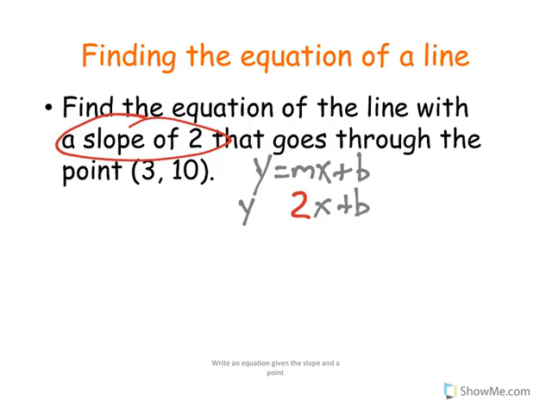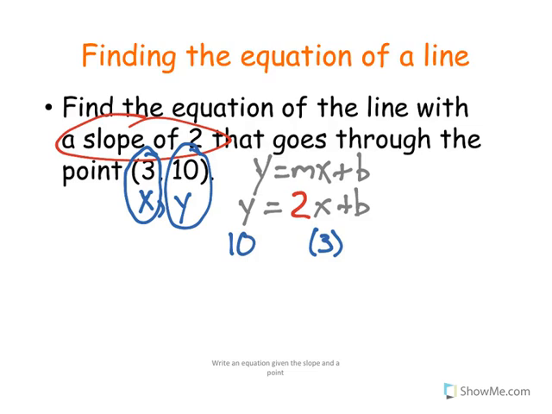Now I need to figure out how to use the (3, 10). Well, (3, 10) is a point on this line. Specifically, x comma y, right? That's what a point, an ordered pair, is. So what that tells me is that when x is 3, y is equal to 10 in this equation. So what I'm going to do is replace x with 3, and replace y with 10. So I've got 10 is equal to 2 times 3 plus b. Well, 2 times 3 is 6.